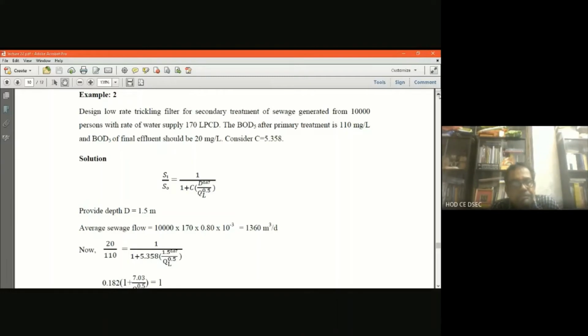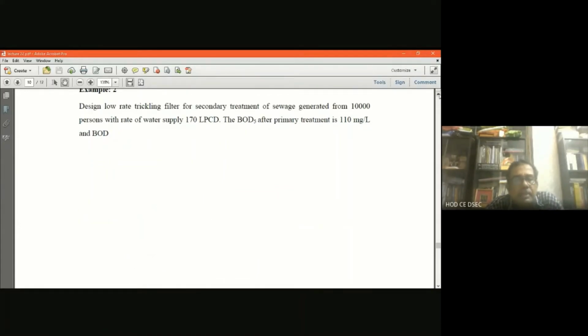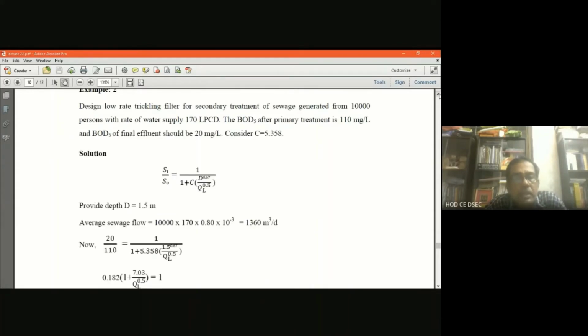That means Q. Now the formula is ST by S0. So ST is 20, the effluent BOD, and the influent BOD is 110, that is the S0, equal to 1 by 1 plus C, which is given as 5.358. Fine. D is the depth of the filter, that is given as 1.5.